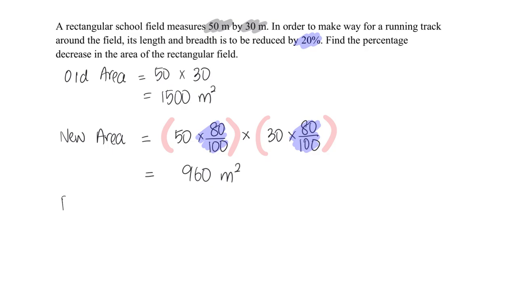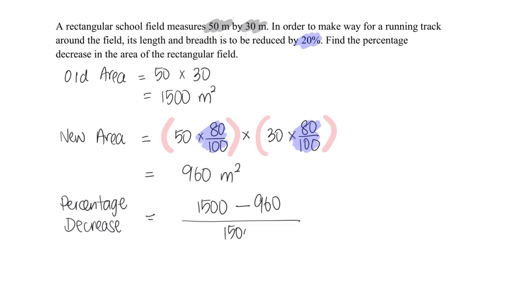Therefore, the percentage decrease is equal to the decrease divided by the original area multiplied by 100%. And that will give me 36%.